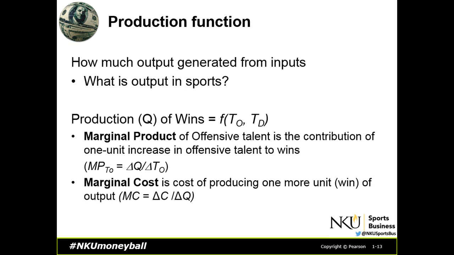So a couple terms that you're probably familiar with, or hopefully familiar with, that we need to be reminded of here. Marginal product. So your marginal product would be how much offensive talent, for example, does it take to produce a 1 unit increase in wins. And you see the equation here, marginal product for talent on offense is equal to the change in wins divided by the change in offensive talent. That's the ratio that gives us the marginal product that we're interested in.